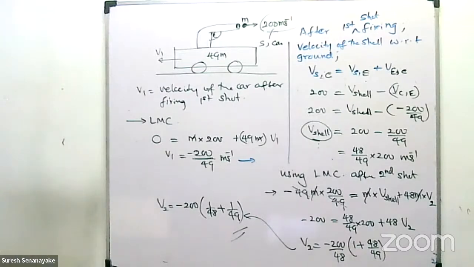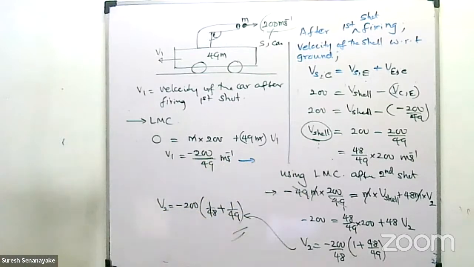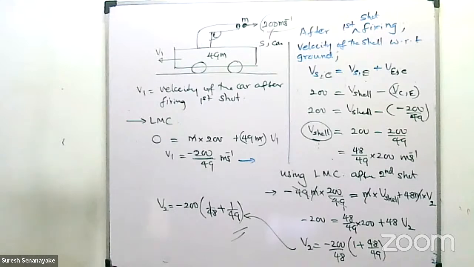If you couldn't understand, let me know, I will explain it. So this is the case you need to know: apply the linear momentum conservation after the second shot with respect to the ground. All the velocities you need to consider with respect to the ground, not with respect to the cart, because they are 200 meters per second. That means they are shooting on the cart, so those velocities are with respect to the cart.